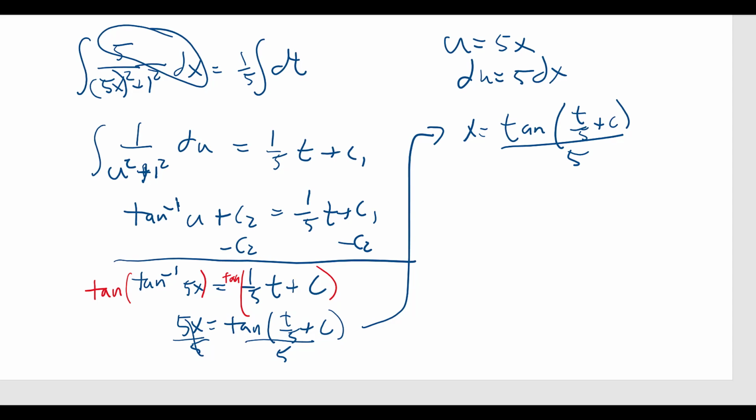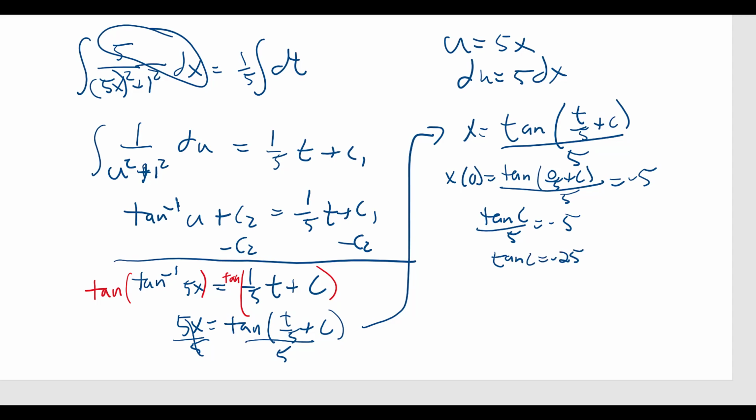So how do we get the c? Well, we apply initial conditions. x of 0 is going to be tangent of (0 over 5 plus c) all over 5, and that's going to equal -5 from our initial conditions. So the tangent of c over 5 is -5, so the tangent of c must be -25. So c would be tangent inverse of -25, and make sure your calculator's in radian mode, not degrees.